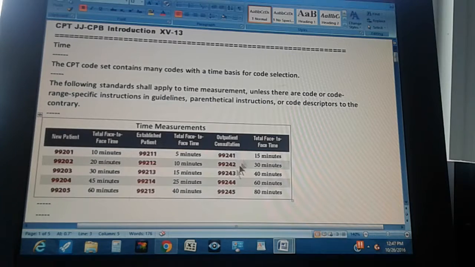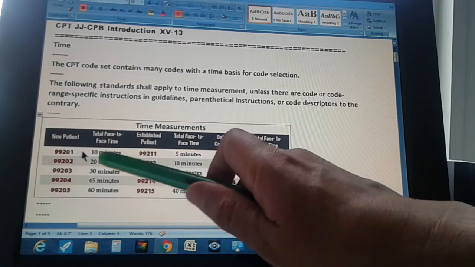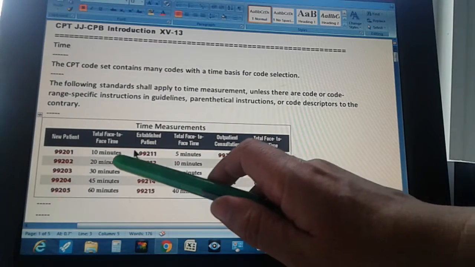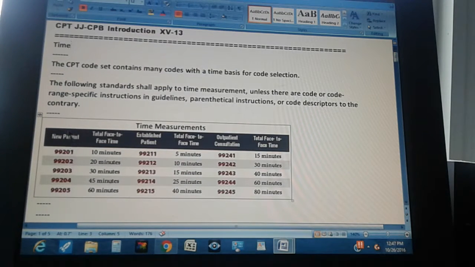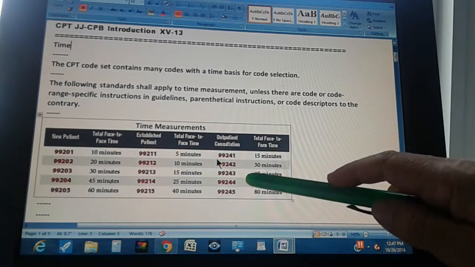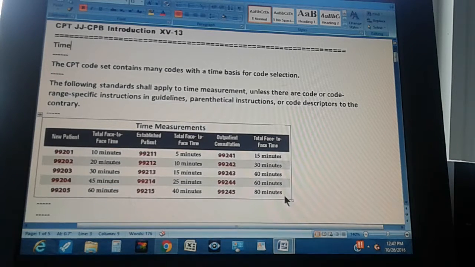For instance, these are for encounters, I think. A face-to-face encounter for 10 minutes is this code, for 20 minutes is that code. For new patients it's one, and for established patients it's another one. And for outpatient consultation, there's another one according to the time, right? So you can read that in more detail.